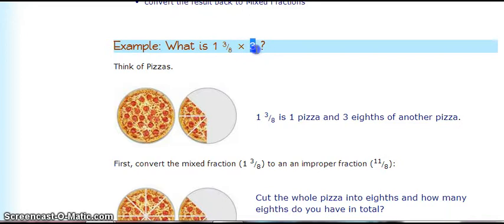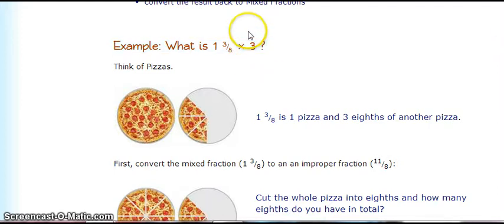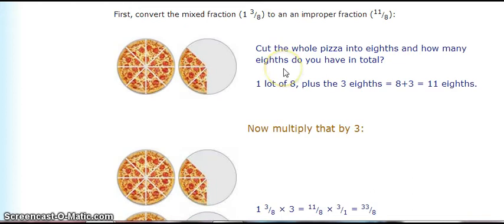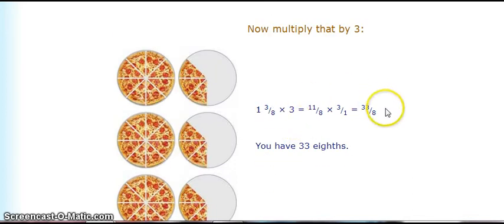This improper fraction right here is 3/1, because anytime you have just a whole number and there's no denominator, there's an understood 1 as the denominator, because fractions are division problems, and 3 divided by 1 would be 3. Now that I have converted 1 3/8 to 11/8, I'm just going to multiply numerator times numerator, denominator times denominator. So the 1 3/8 has been converted to 11/8, and the 3 has been converted to 3/1.